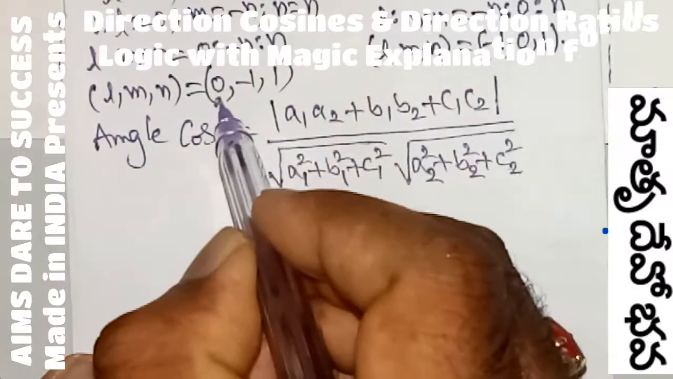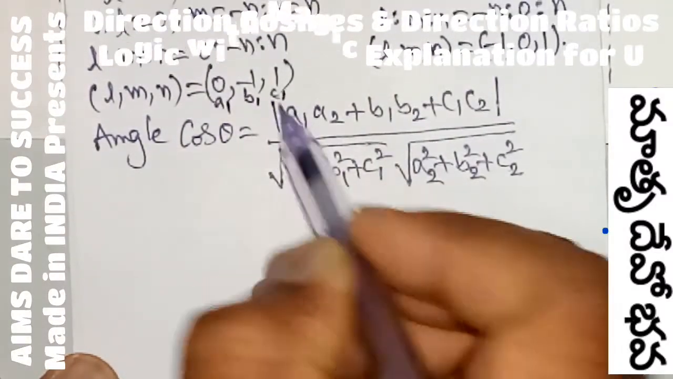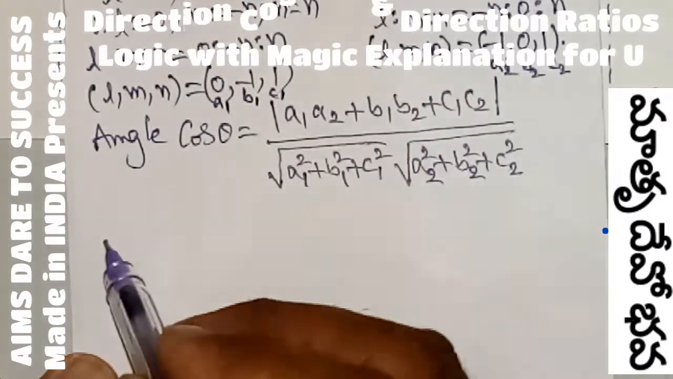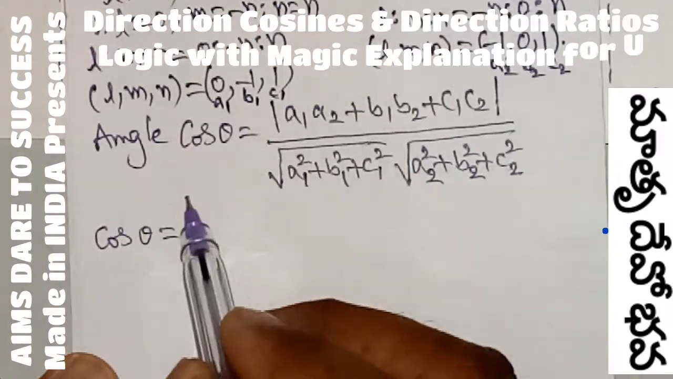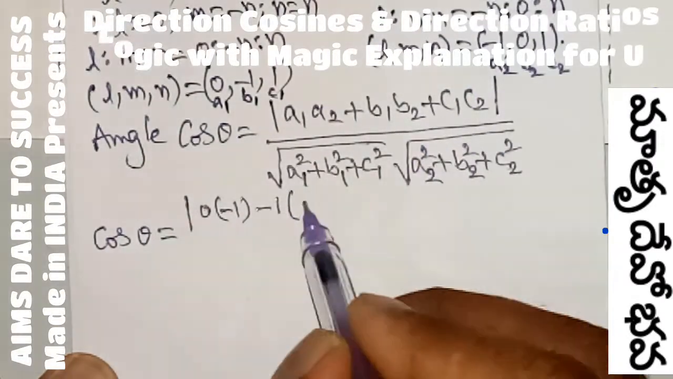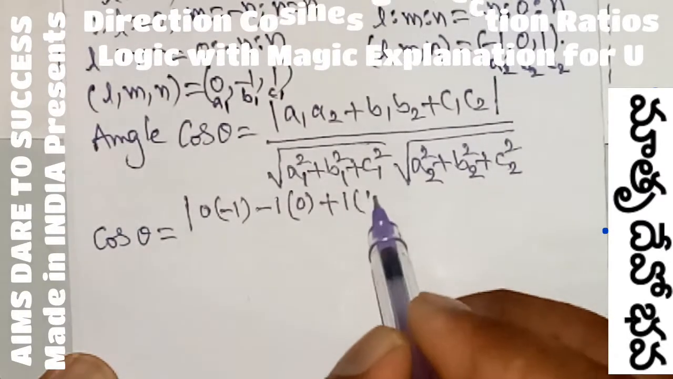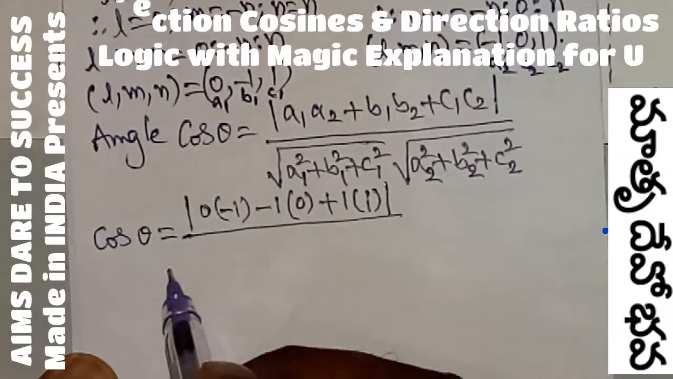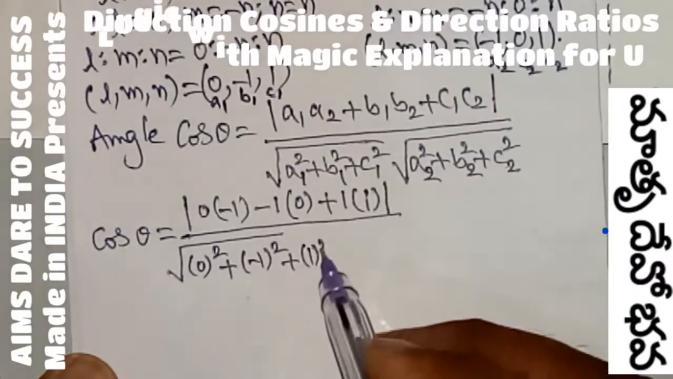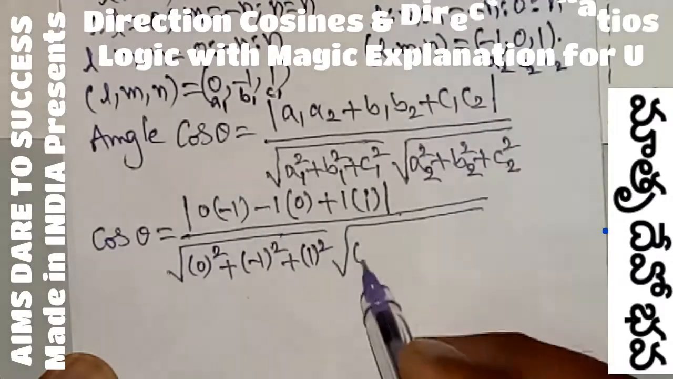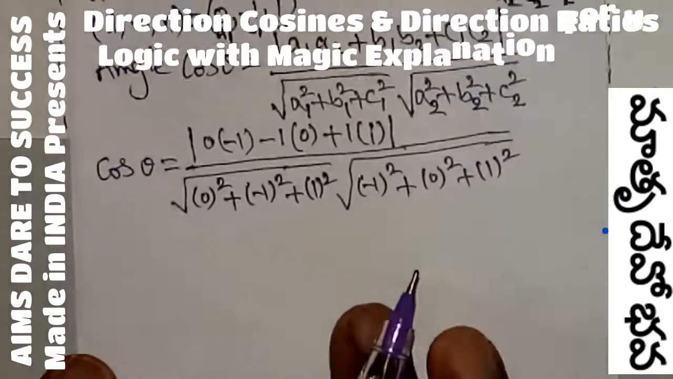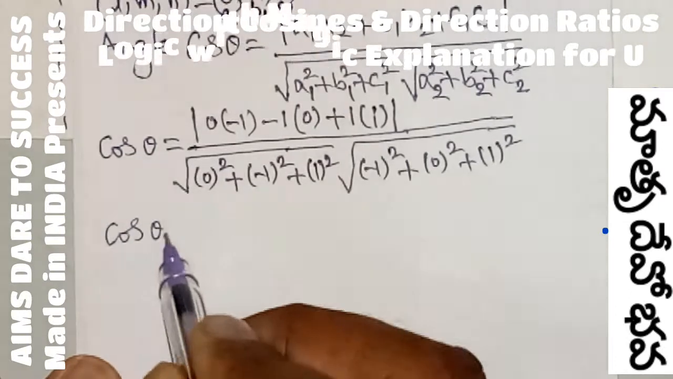Here, my dear students, you can write this is A1, this is B1 and this is C1. According to the second point, this is A2, this is B2 and this is C2. Now you have to substitute values. Cos theta is equal to mod A1 value 0 into A2 value minus 1, plus B1 value minus 1, B2 value 0, plus C1 value 1, C2 value 1, divided by under root of A1 square 0 whole square plus B1 square minus 1 whole square plus C1 square 1 whole square, into second root A2 square minus 1 whole square plus B2 square 0 whole square plus C2 square 1 whole square. So as it is, I have substituted all values according to A1, B1, C1, A2, B2, C2.